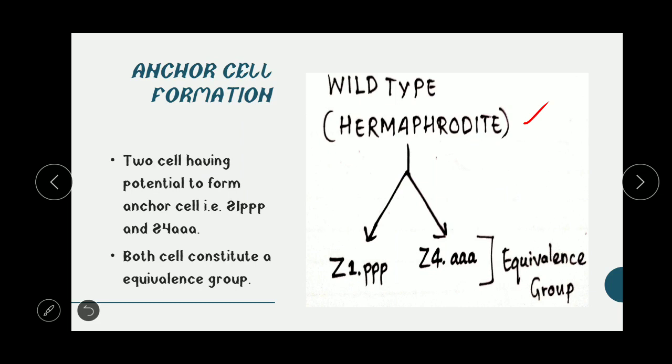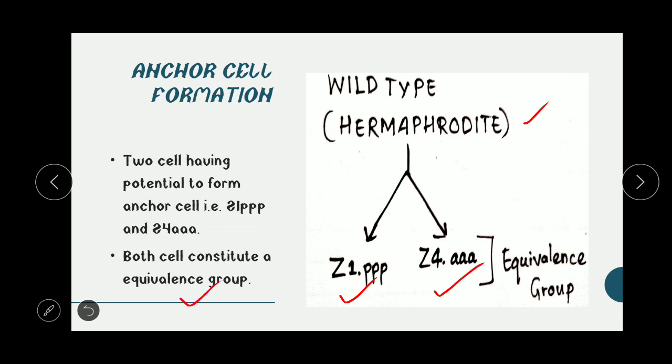Here, what happens in the wild type hermaphrodite is that it has two cells having the potential to form the anchor cell. The two cells are named Z1 PPP and Z4 AAA. These are the two cells, and they constitute an equivalence group.